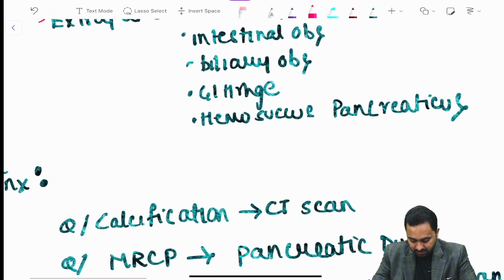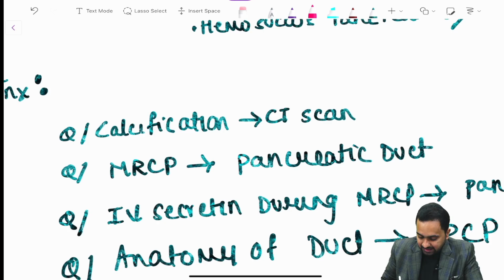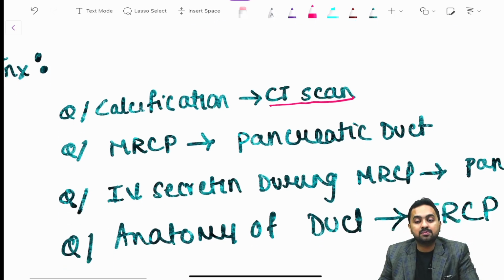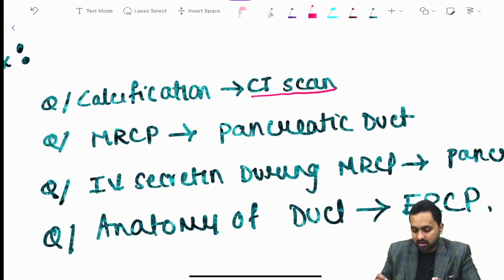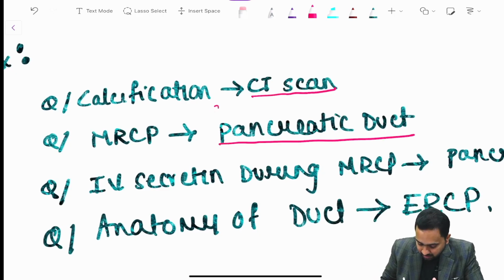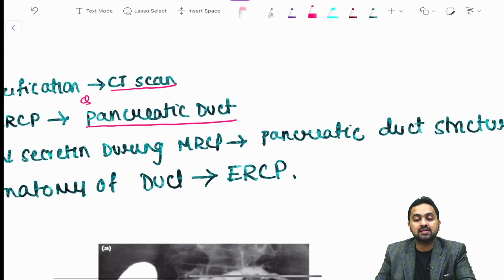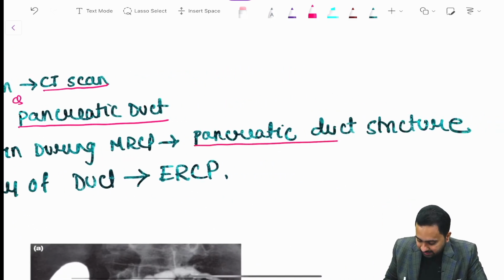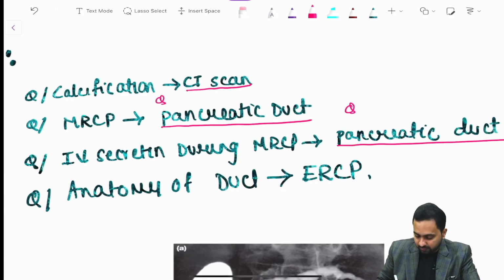Now for investigation, we see calcification in the CT scan. Then MRCP would give us better knowledge regarding the anatomy of the pancreatic duct. Then IV secretin during MRCP is going to help us identify pancreatic duct strictures, and regarding the anatomy of the duct, it would be given better by ERCP.